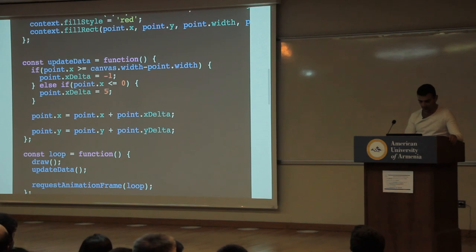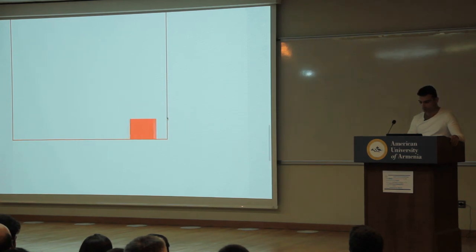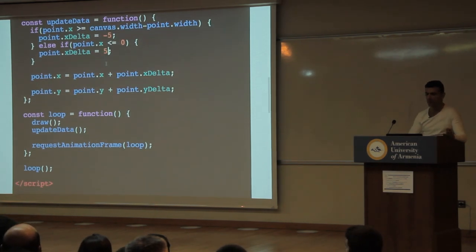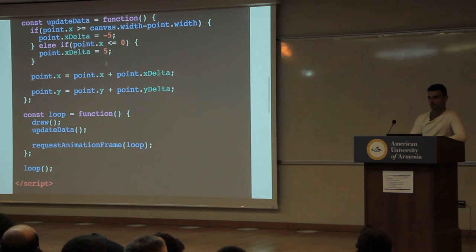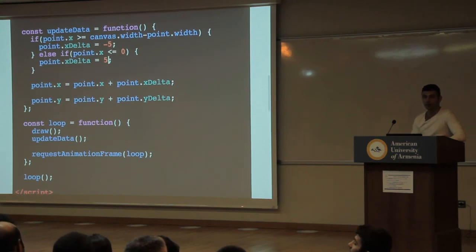Okay, let's have this be 5 and 5 here as well. Look, it goes, it hits the wall, and then it goes this way. And then it's faster. Why is it faster? It's 5 and 5. Anyway, the problem here is that when it hits the Y, it keeps going, right? It just keeps going. So what can I do?